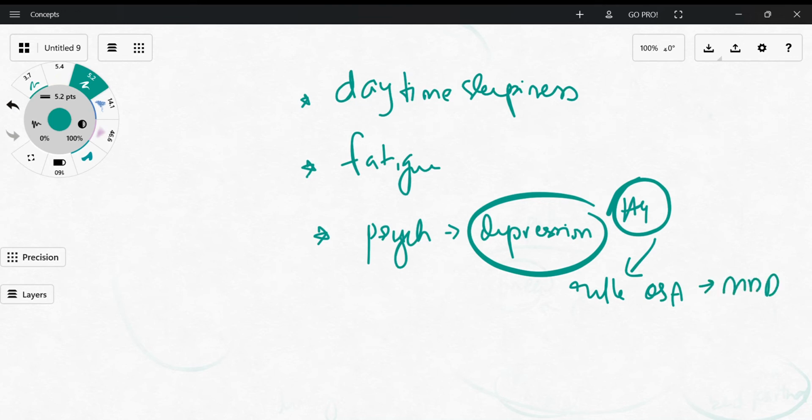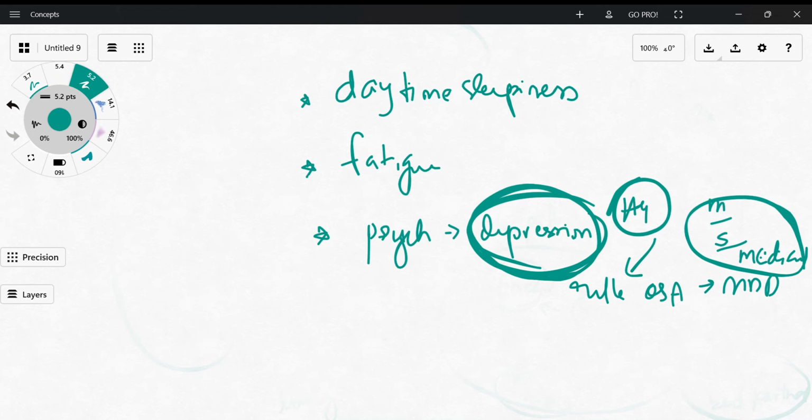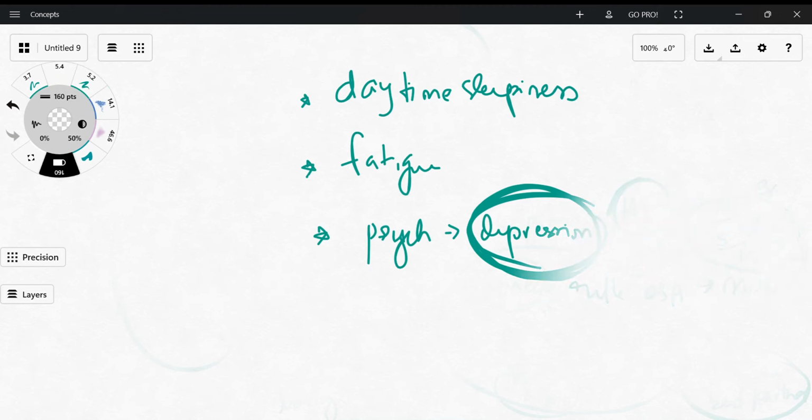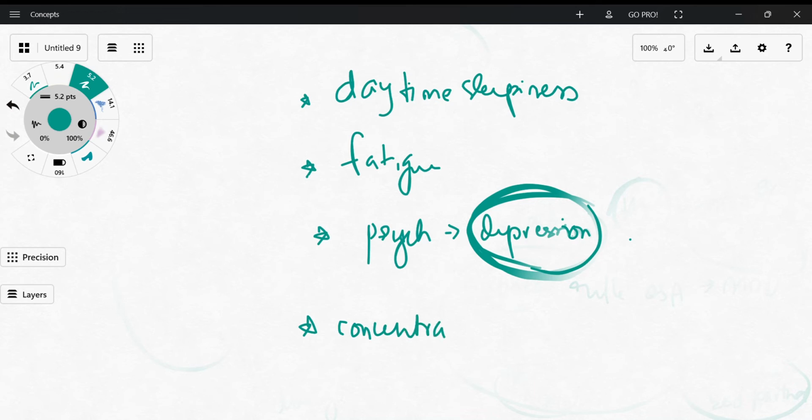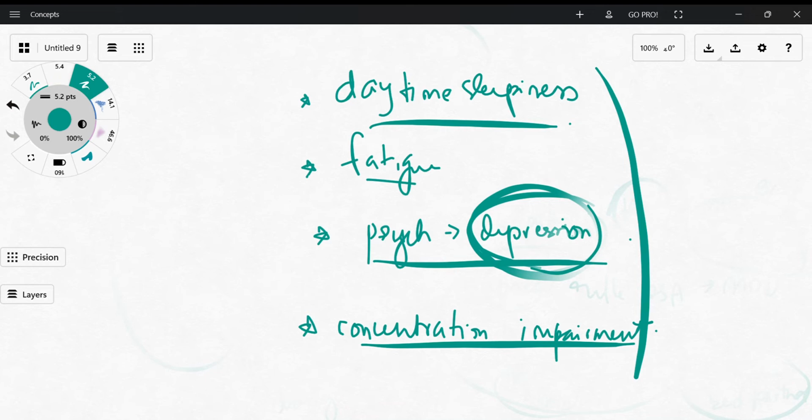You need to rule out medication-induced or substance-induced or medical causes that could have led to depression, even nutritional, like let's say B12 deficiency can also cause depression. B6 deficiency can cause depression. So that's a whole other story. We won't be getting into that now. But yes, it could present with depression, and it can present with concentration impairment. Okay, so these are the daytime symptoms.